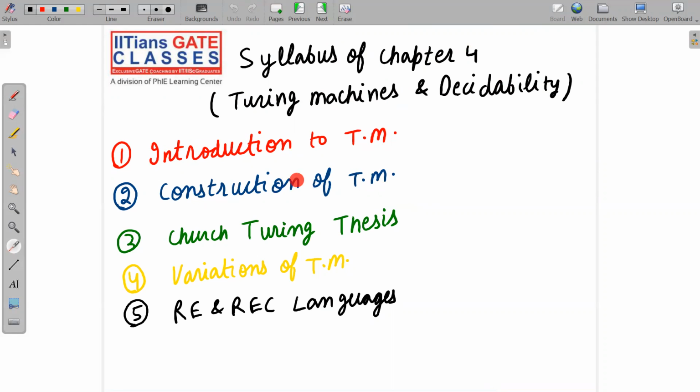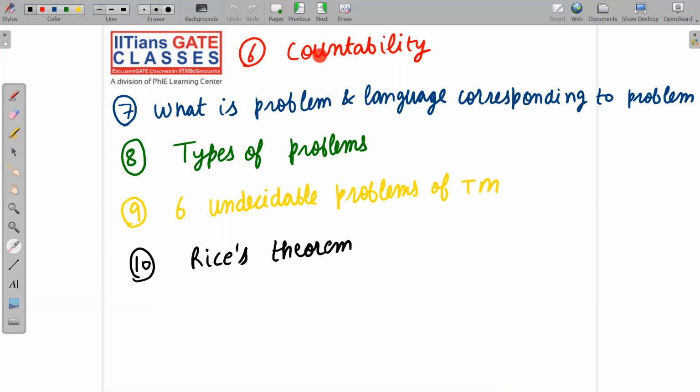Second is construction of Turing machine. Third is Church Turing thesis. Then variations of Turing machines. Then RE and REC languages. Okay, then countability. Then what is problem and language corresponding to problem. Then types of problems. Okay, then we will study 6 undecidable problems of Turing machines, and the last but not the least and very important topic, that is Rice theorem.